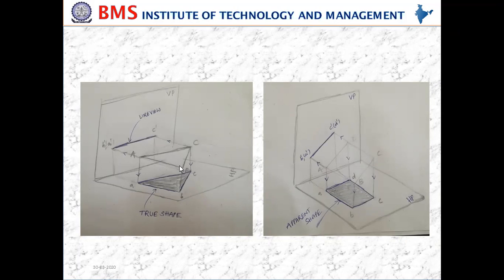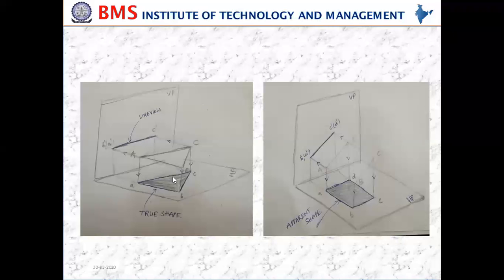Similarly, if I keep the same triangular lamina parallel to the vertical plane, in the front view I am going to get the true shape of the triangle. Got it what I'm saying? So in the top view, it will be the line view. It is exactly opposite to what I have drawn here. If the triangular lamina is kept parallel to the vertical plane, I am going to get the true shape in the front view, whereas in the top view, I am going to get the line view.